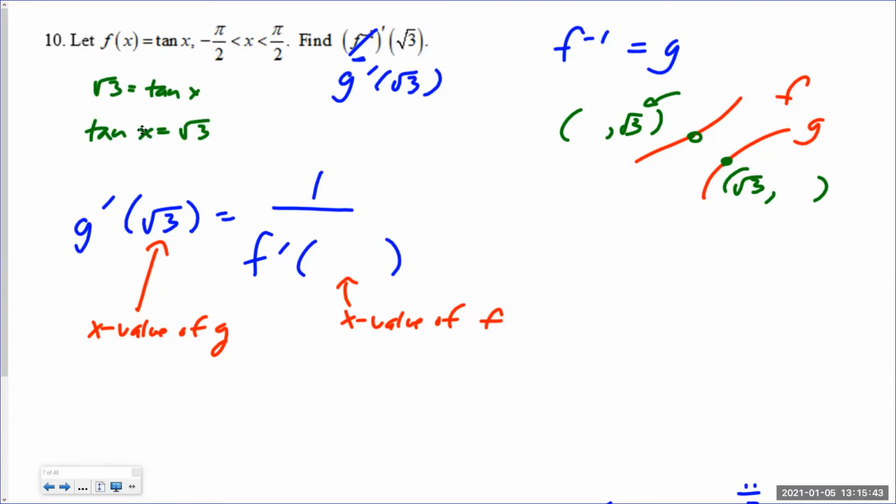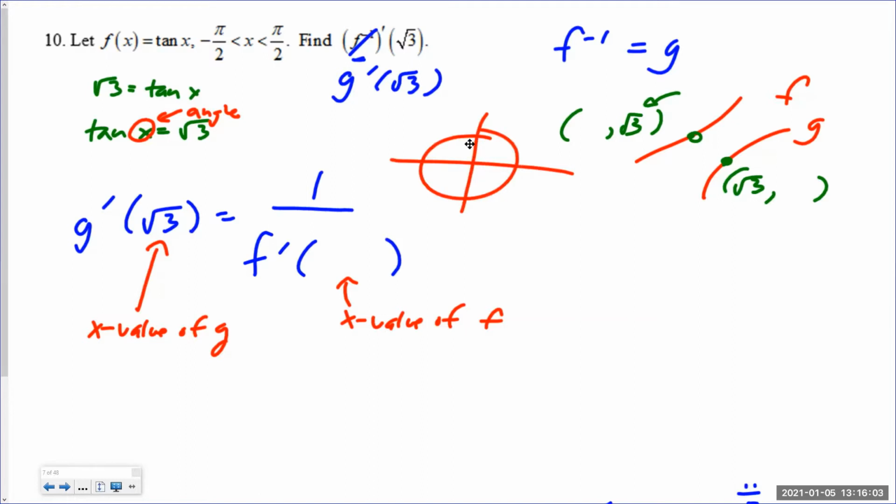If I can find this x value, that would be this number. What number, if I take the tangent of it, will I get square root of 3? And think about trig functions. This is actually an angle. If it sits next to the tan, sine, or cosine, it's an angle. So what angle, if you take the tangent value of it, are you going to get square root of 3? Go back to your unit circle. You guys need to memorize this.